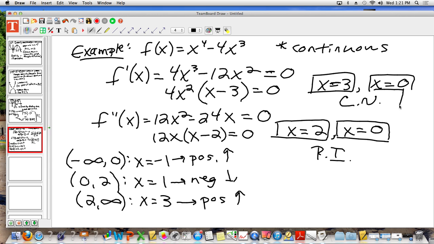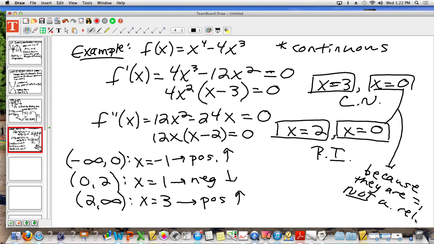Since these are matching, let's make a note. I'm going to write this out. Because they are equal, it is not a relative max or min.